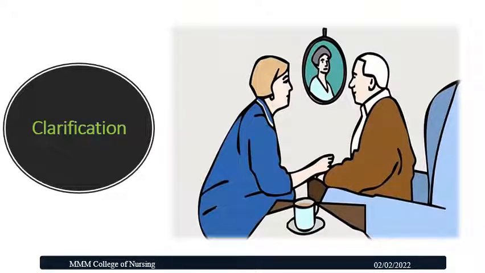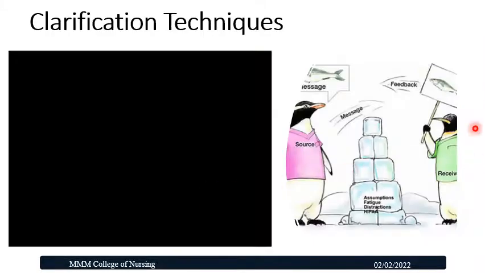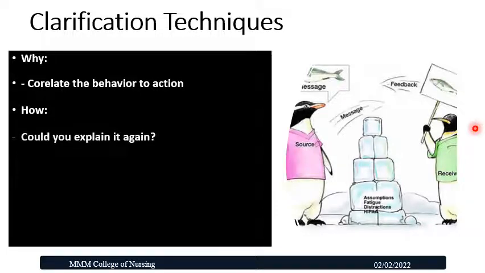Clarification as a therapeutic communication technique. Clarification is attempting to put vague ideas or unclear thoughts of the patient into words to enhance the nurse's understanding, or asking the patient to explain what he means. Why is clarification used as a technique? To correlate the behavior to action. And how is it practiced?